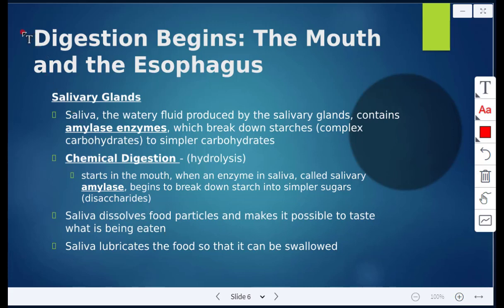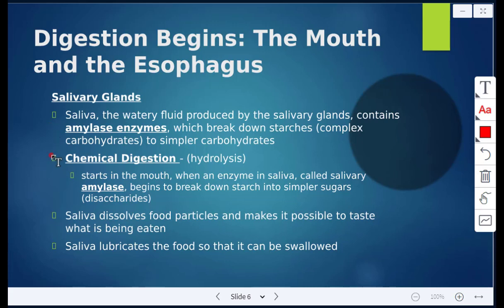All right, so digestion starts at the mouth and then goes to the esophagus. So in the mouth, we talked about the salivary glands that we saw in the diagram. So there is saliva. This is the watery fluid produced by the salivary glands, and it contains this enzyme, amylase. And this enzyme, amylase, will start breaking down starches right in the mouth, or your complex carbohydrates, to simpler carbohydrates. So that is a type of chemical digestion.